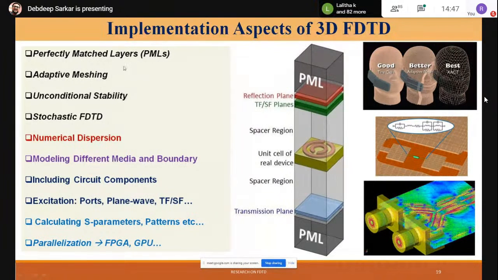But of course, there are many more things beyond this also, like perfectly matched layers, especially for the unit cell simulation. I guess somebody was asking about the periodic boundary conditions also yesterday.